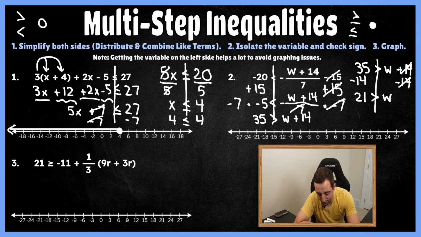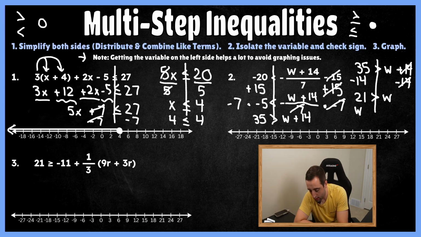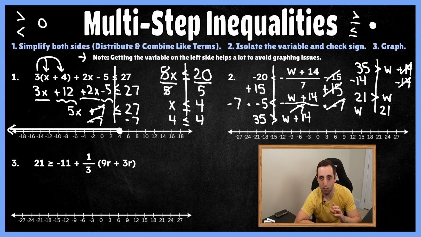And you're going to see that I left a note here down at the bottom because students will get all the way down to the end and the variable's on the right side. But when they graph it and use that little trick with the arrow, they end up getting it incorrect. So I always have students move the variable to the left side, which I'm going to put w over here, and 21 over on the right. The only problem is you can't just make that switch without something happening. The greater than symbol is going to flip.